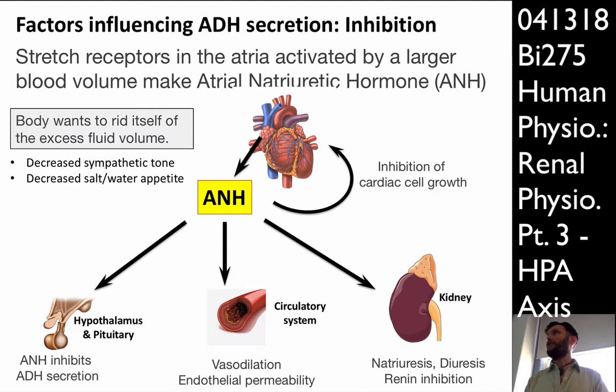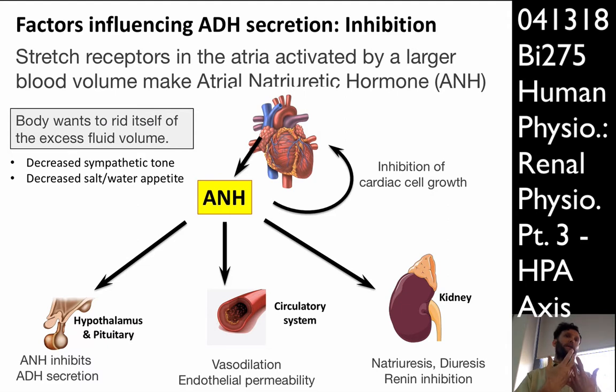The goal of all of it, though, is that the body simply wants to rid itself of excess fluid volume. Too much fluid is arriving at the atrium. You can kind of think about the atrium on the right side of the heart as the brain of the heart. That's where the SA node and the AV node both exist. And it has these stretch receptors. And so it's integrating information about heart rate and cardiac output with blood volume that's arriving in the heart.